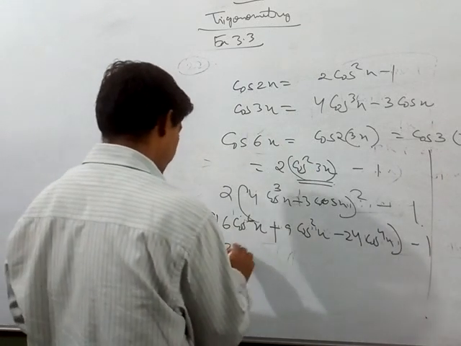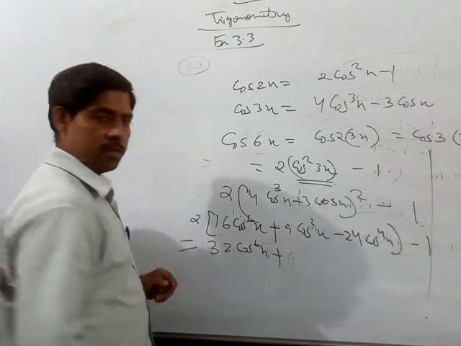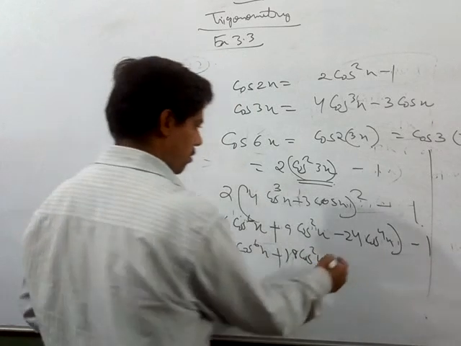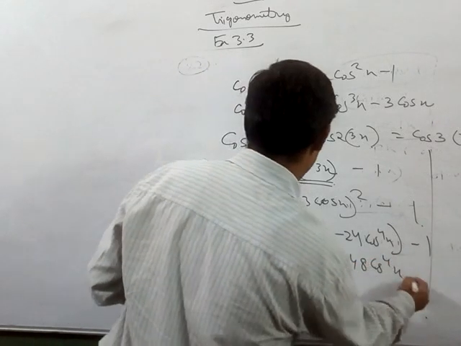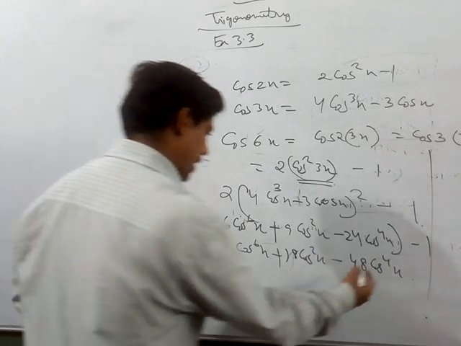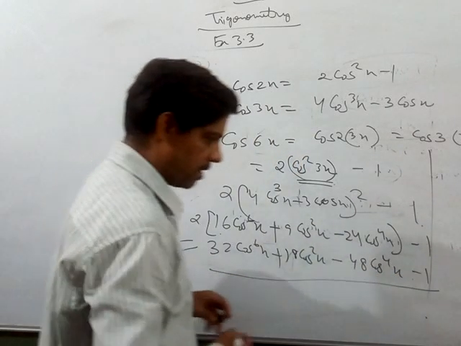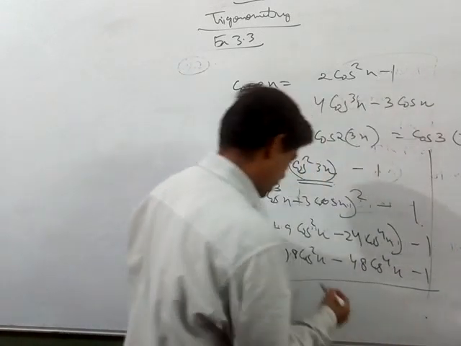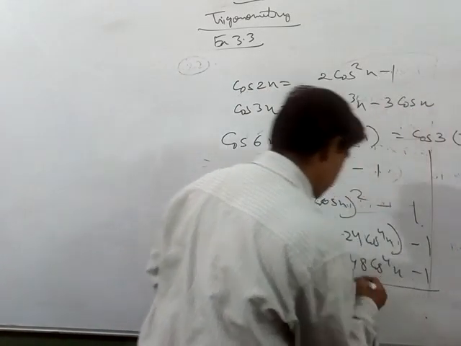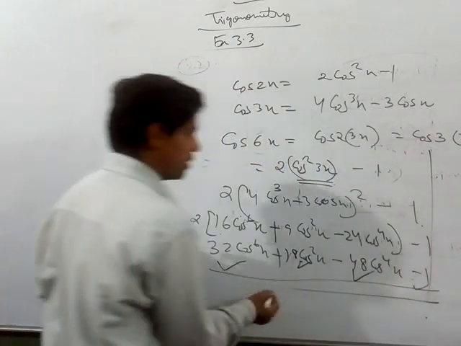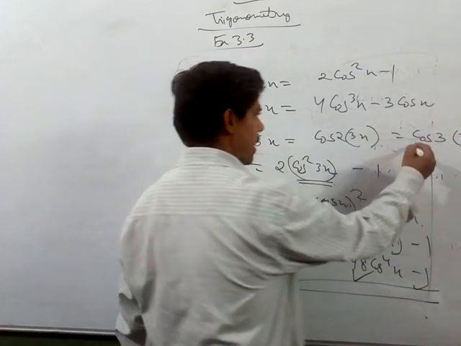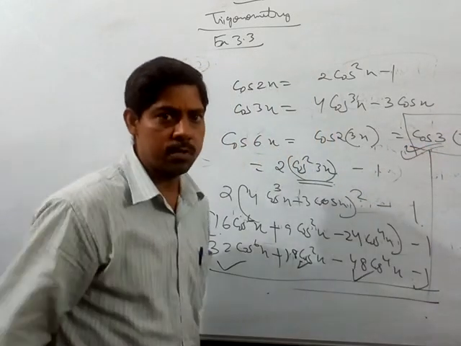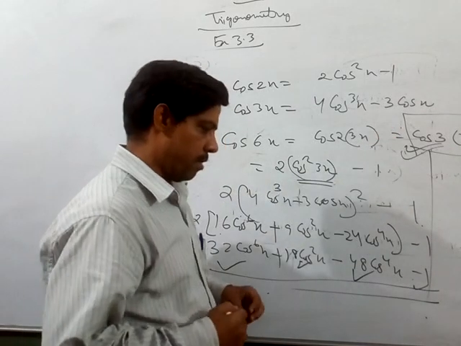32 cos 6x plus 18 cos square x minus 48 cos 4x, and this is minus 1. So if that is the answer, we can check. We have got 32 cos to the power 6x, yes. 18 cos square x, yes. Minus 48 cos 4x, yes, and minus 1. So we have just proved this. And you can also try the same question by writing cos of 3 times 2x. So that is your homework assignment, prove the same identity using cos of 3 times 2x, right?